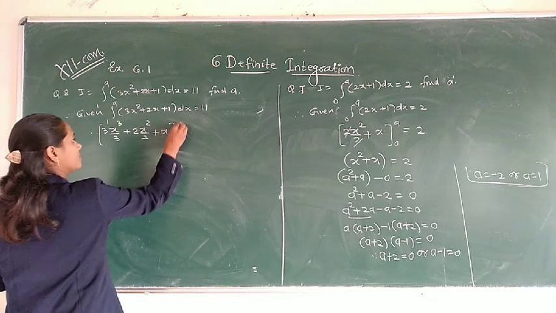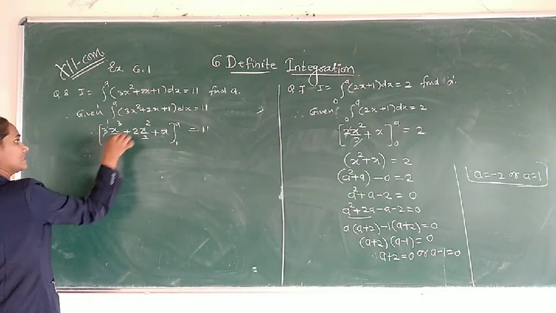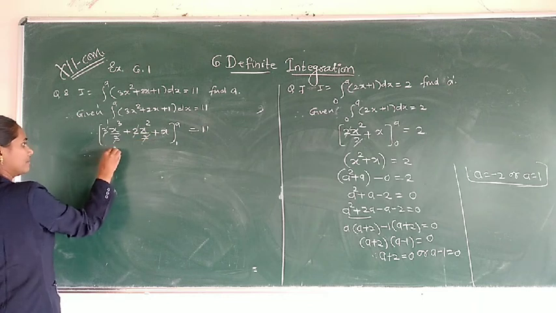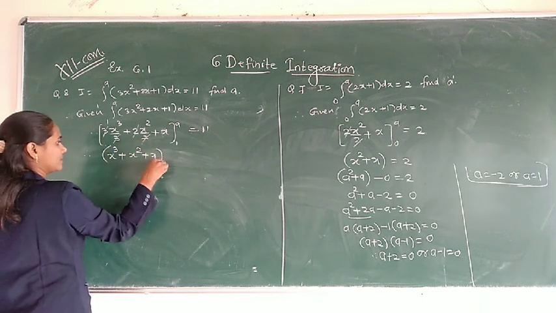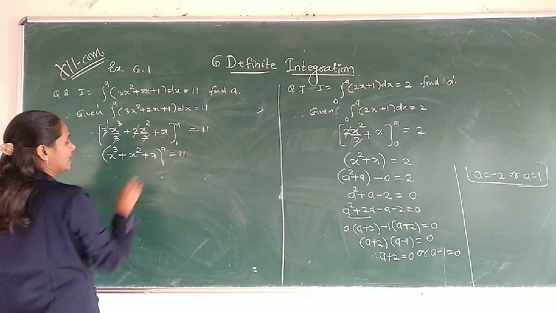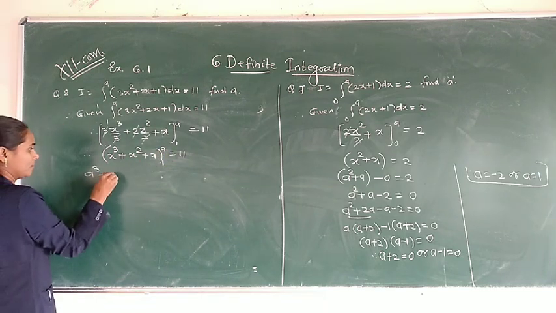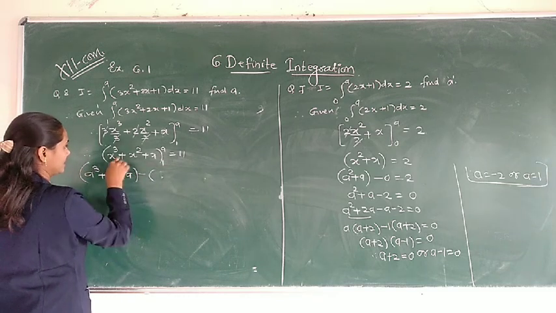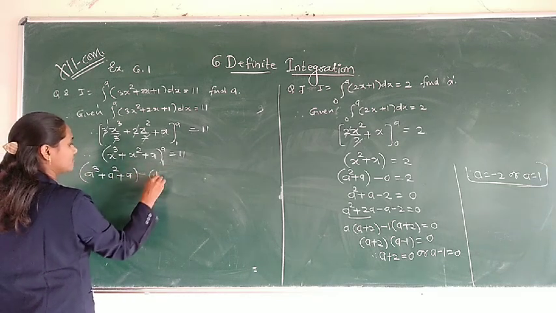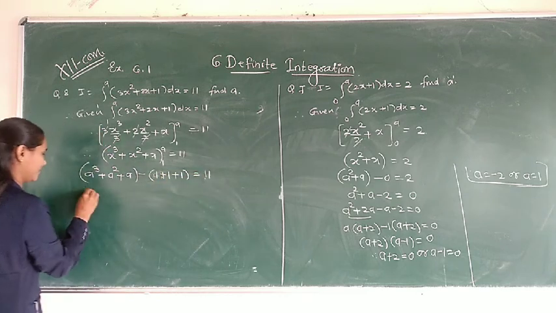Limits of integration 1 to a is equal to 11, we have given. Here 3 will get cancelled, 2 will get cancelled. Simply x cube plus x square plus x, limits 1 to a is equal to 11. So first take the upper limit: a cube plus a square plus a, minus the lower limit: 1 cube is 1, 1 square is 1, and 1, is equal to 11.